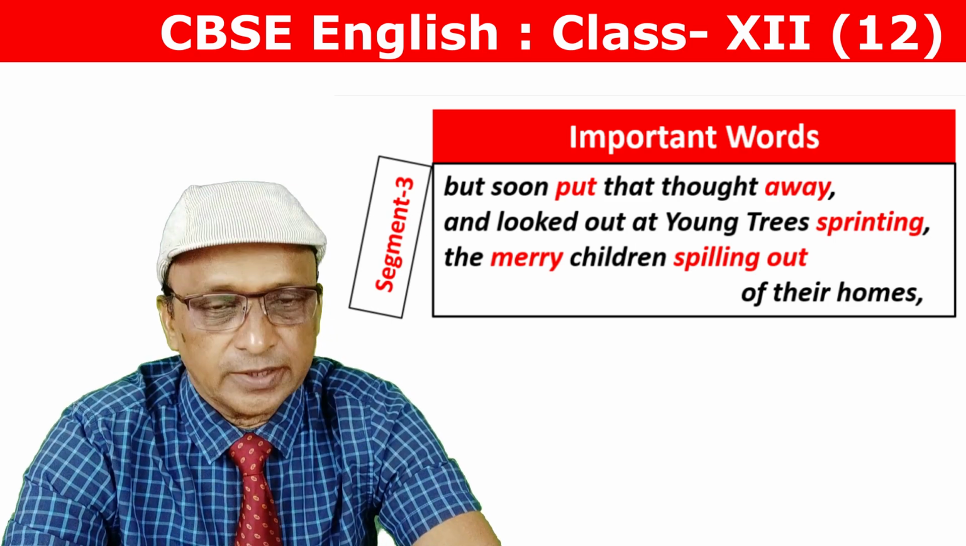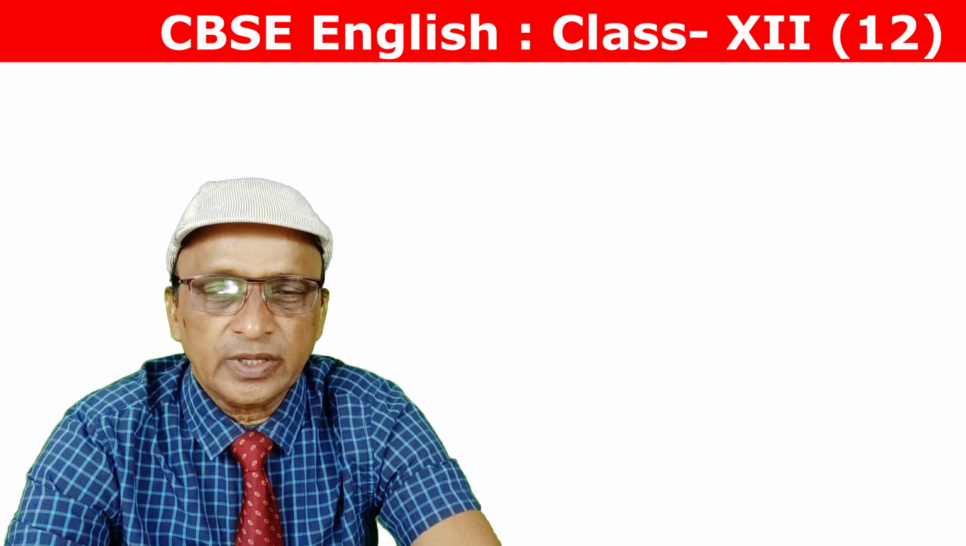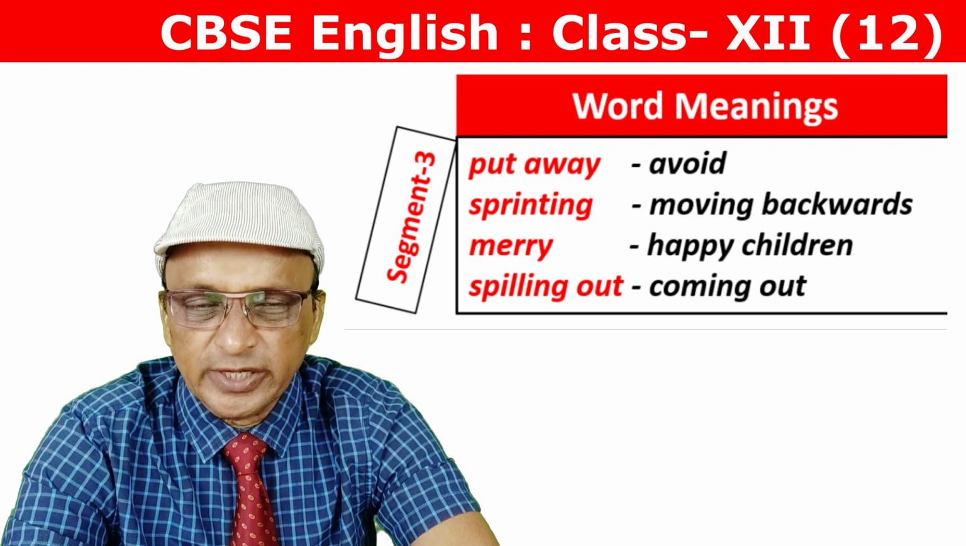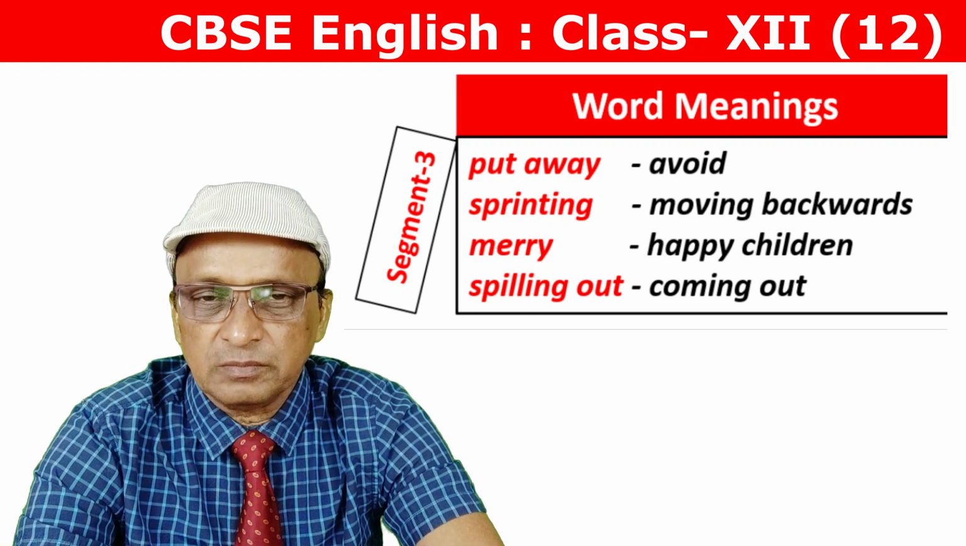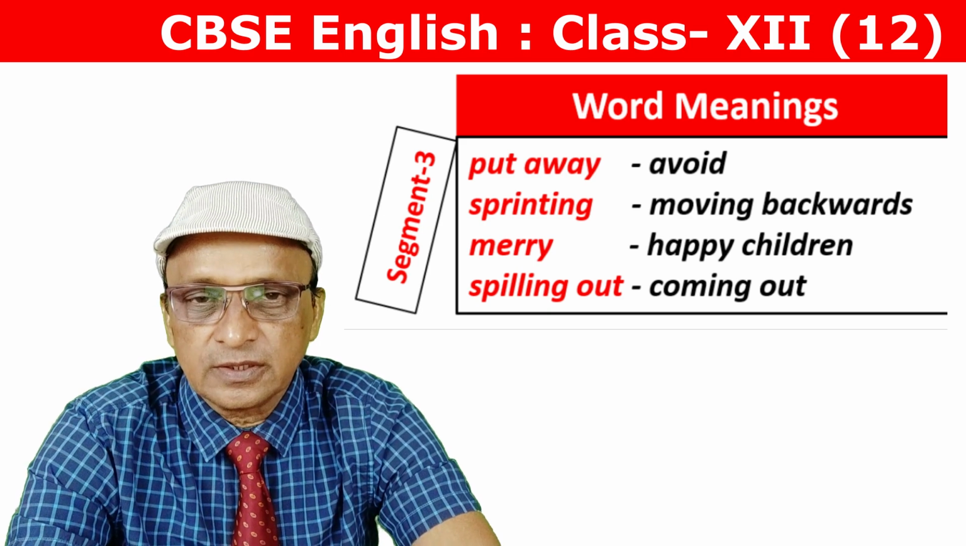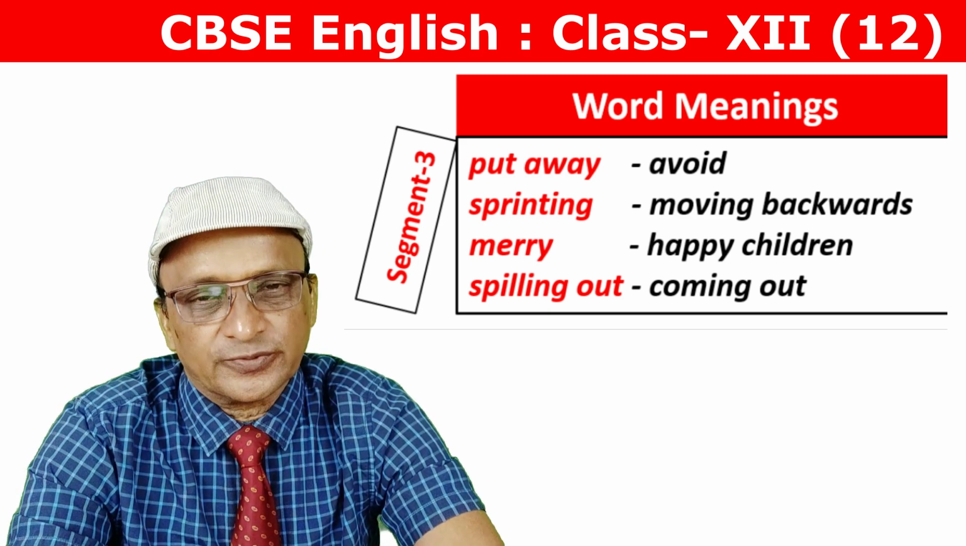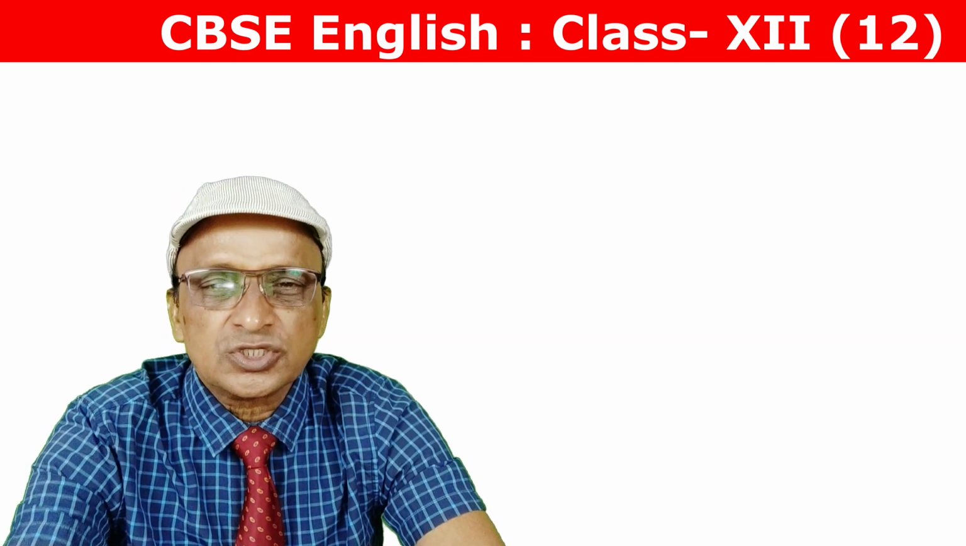Sprinting, merry, spilling out. Put away means avoiding. Sprinting means moving backwards. Merry children means happy children. Spilling out means coming out. So these three lines give us this easy meaning.